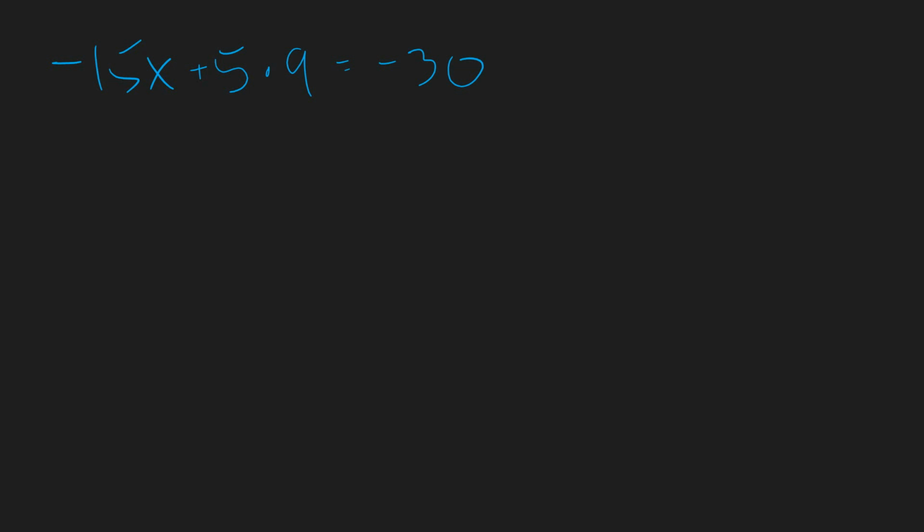So the first thing that I notice about this problem is right here, I see that there's a 5 times 9. So I'm going to go ahead and multiply those together because they're actually like terms and they're both on the same side of the equal sign. You see how they're both on the left side of the equal sign. So when I rewrite this, my equation is really going to say negative 15x plus 45 equals negative 30. And again, I got the 45 because I multiplied the 5 and the 9 together. All right, so now this is my new equation here.